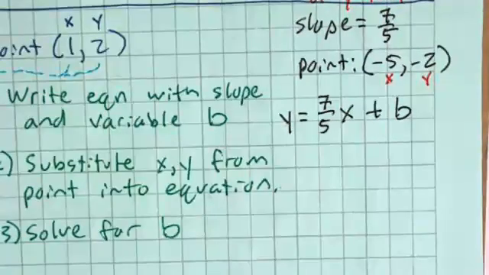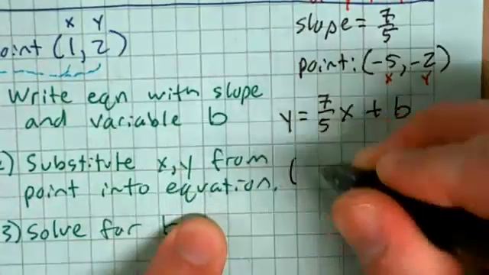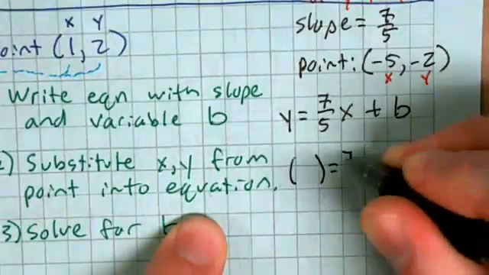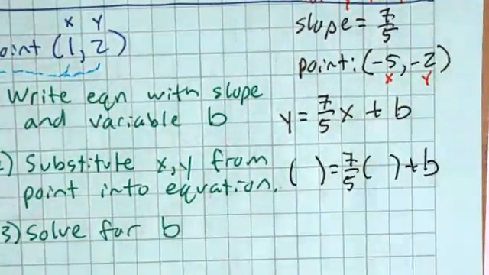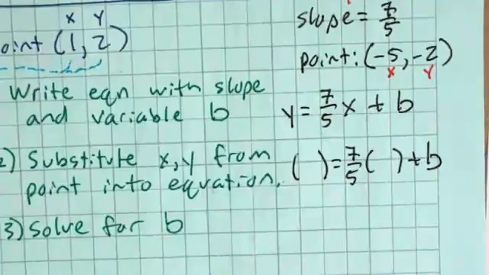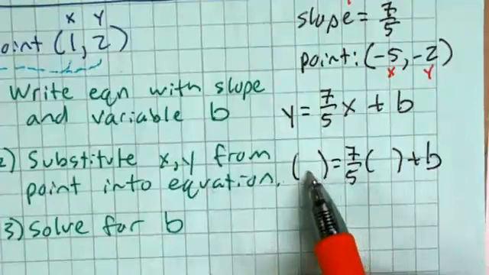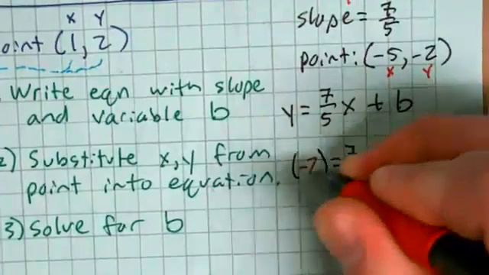For my second step, it says substitute x and y from the point in the equation. So let me get this set up. I'm rewriting my equation without x's or y's in it. Everything else stays the same. But x's and y's turn into blank parentheses. And then I need to get the x in the right place and the y in the right place. Be careful on this step. It would be really easy to put the -5 right here, but do you see why the -5 does not go right here? Because that's the y. This is the y. The y needs to be -2, and the x is -5.